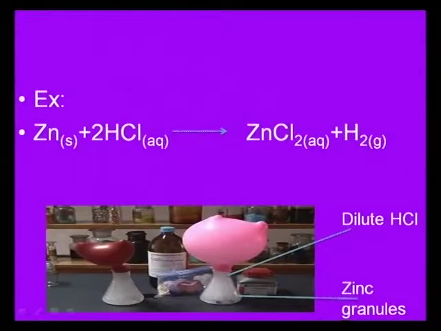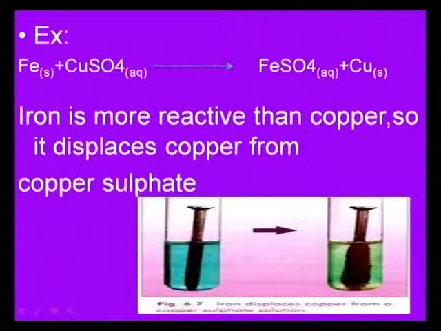For understanding this displacement reaction, we have taken zinc plus hydrochloric acid. It gives rise to zinc chloride plus hydrogen gas. When the hydrogen gas is released, the balloon bulges. This is called a displacement reaction. And we have taken another equation. Ferrous means iron. Iron plus copper sulfate gives rise to iron sulfate plus copper. Iron is more reactive than copper, so it displaces copper from copper sulfate. This is called a displacement reaction.